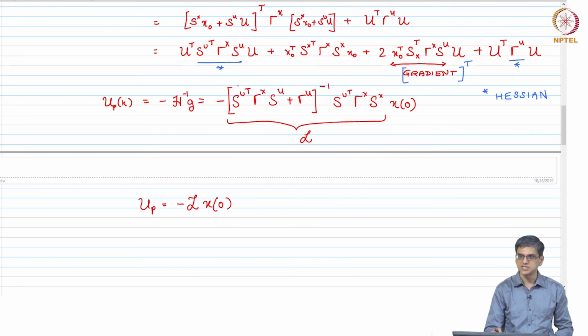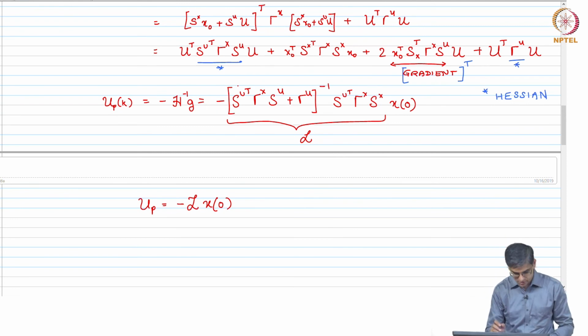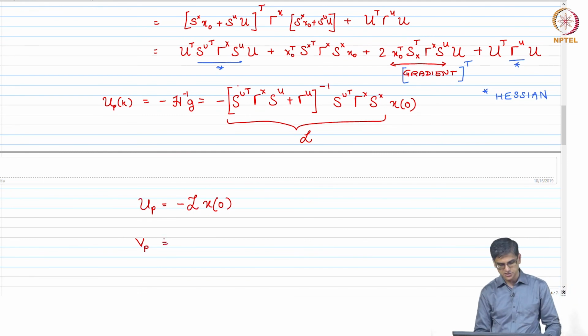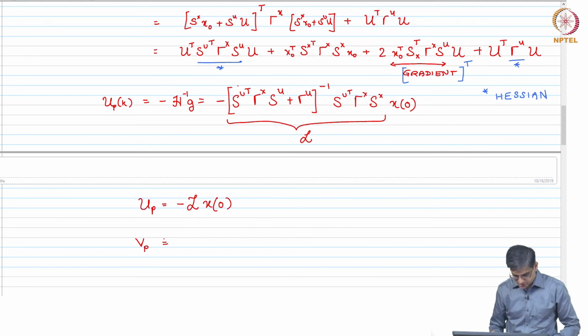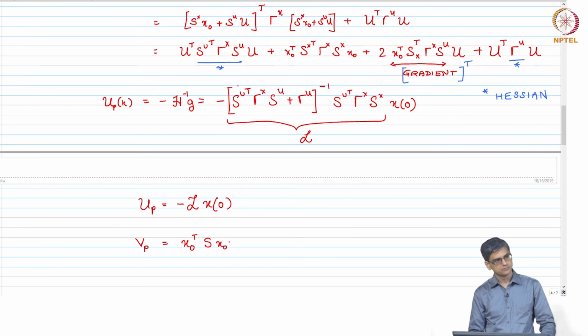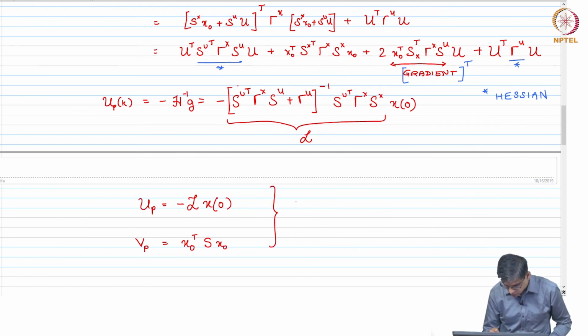Now, if you substitute the L that you get over here into this equation, you will basically see that your objective function is a quadratic function of x0. So the objective function, let us call it V, the P horizon objective function, is going to be x0 transpose some S multiplied by x0. And these are two important results.